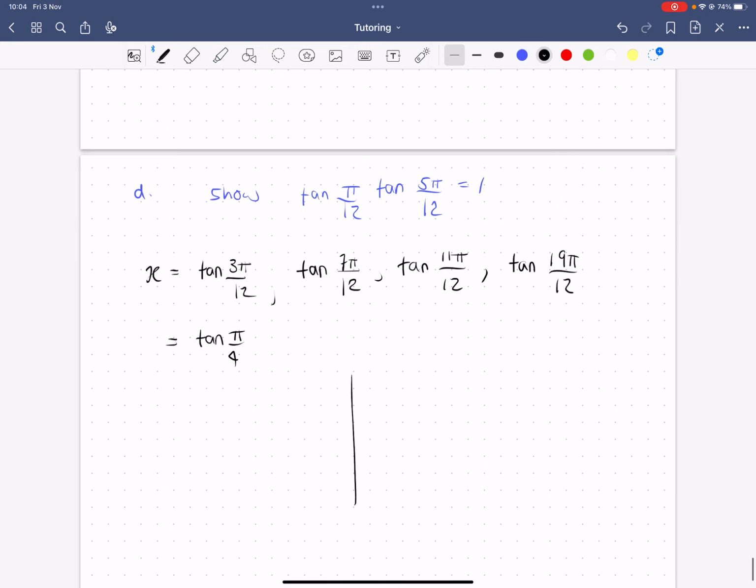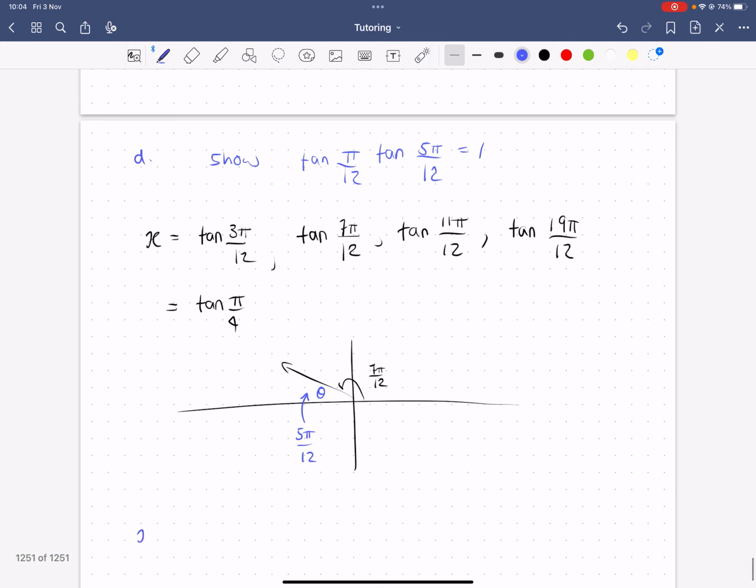So if I have a go at drawing 7 pi on 12, it's going to look something like that. 7 pi on 12 is there. Now that would follow that this angle here is pi minus 7 pi on 12, which is 5 pi on 12. So we're going really well at the moment. We've got x is tan of pi on 4. Now tan of pi on 4 is 1. So x is 1. Now we've got x is also tan of 7 pi on 12. We figured out that the acute angle for 7 pi on 12 was 5 pi on 12.